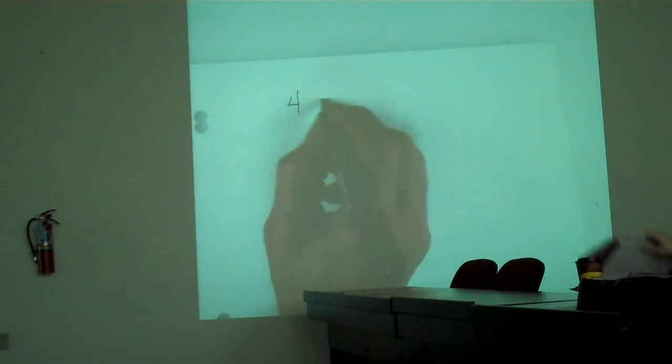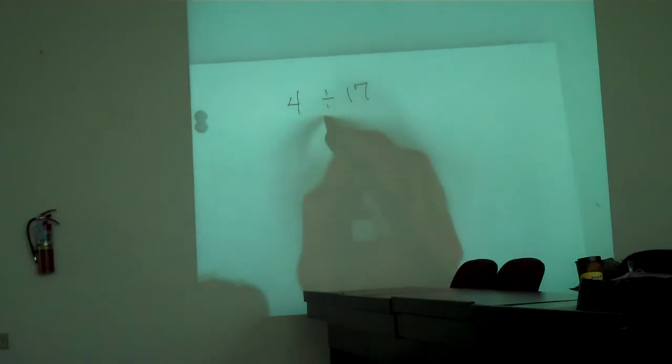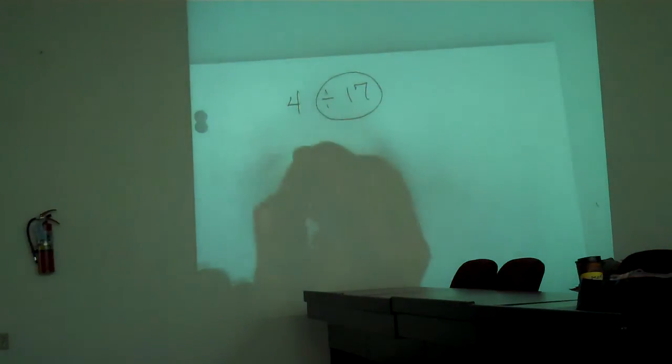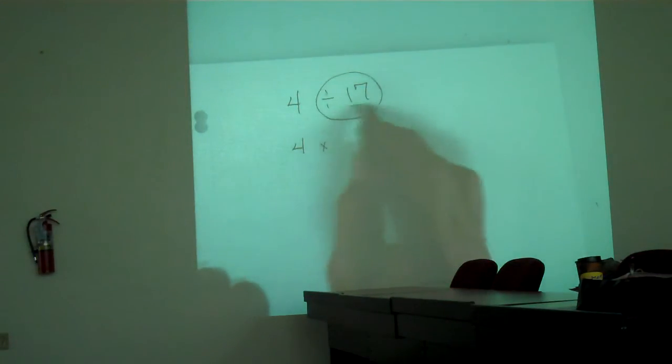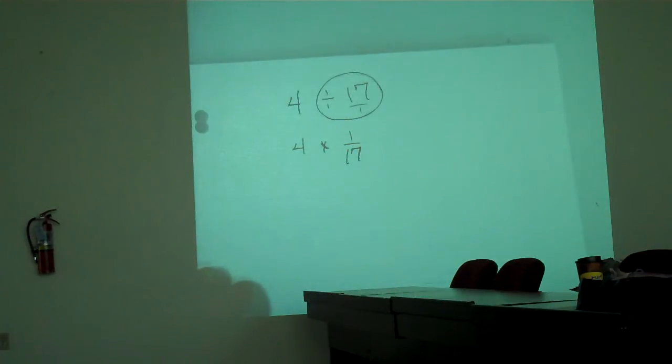Okay, turning a division into multiplication. We've already done some of that. If you have 4 divided by 17, how would you change that into multiplication? 4 times 17 over 1. Right. You leave the 4, and then make the reciprocal of that. Multiply it by the reciprocal: 4 times 1 over 17.